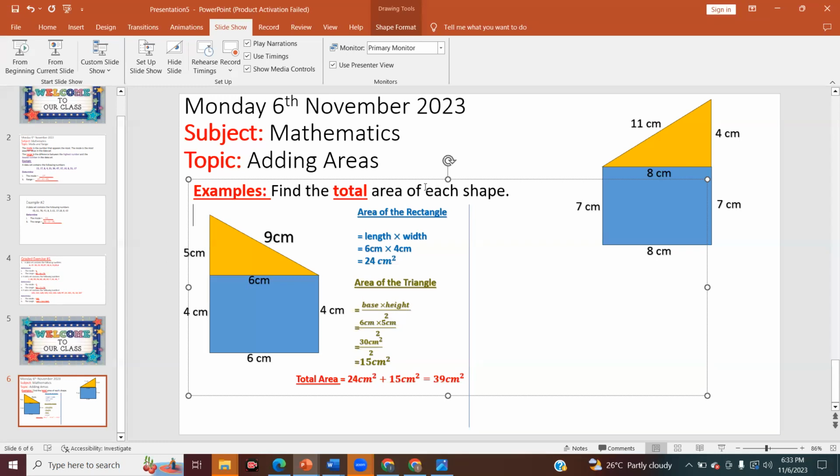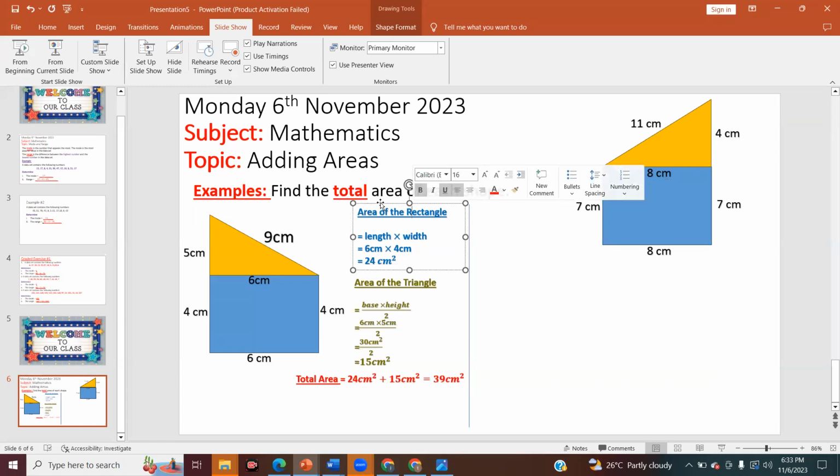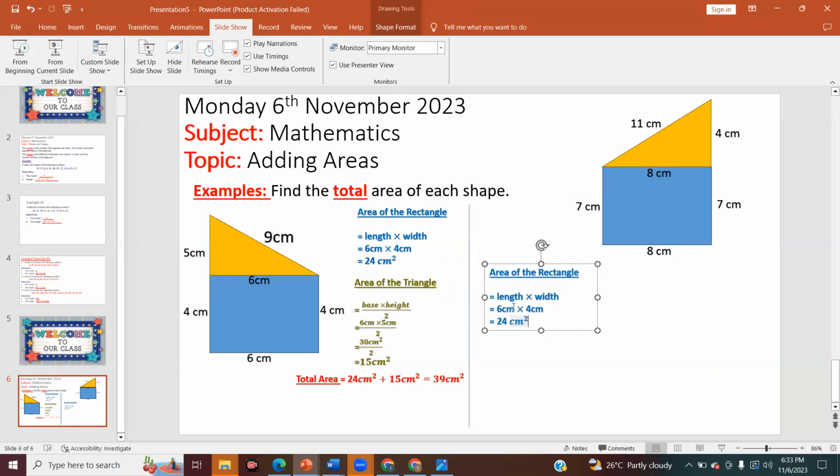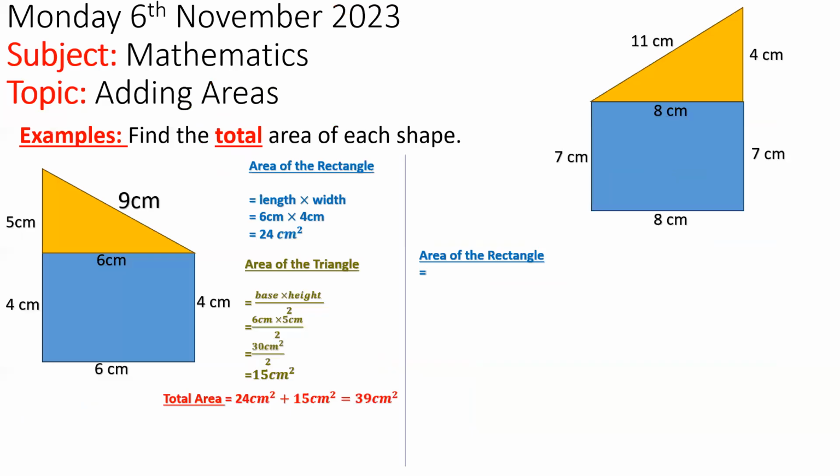So Michael, what's the first thing we're going to do to get the answer for number 2? We have to find the area of the rectangle. Good. So class, I want you to find the area of the rectangle and put your answer inside the chat, please, for number 2. I need everyone to answer this, please.